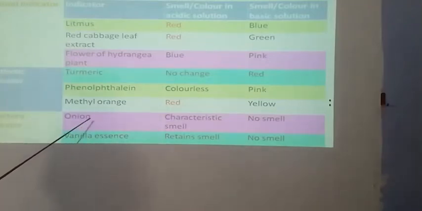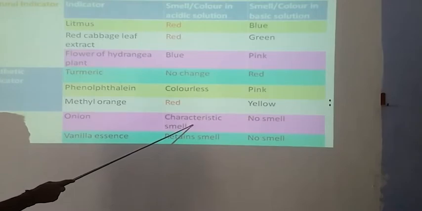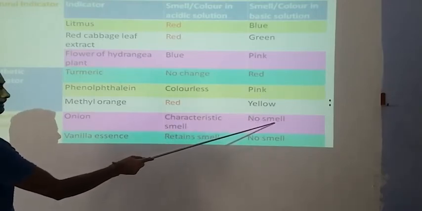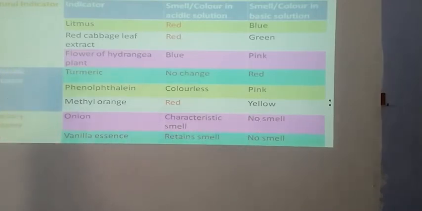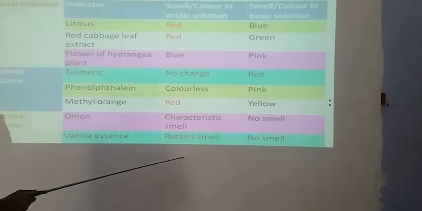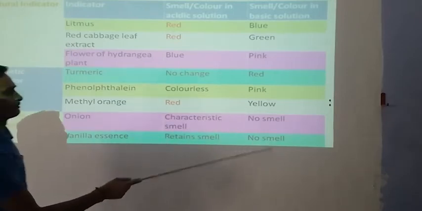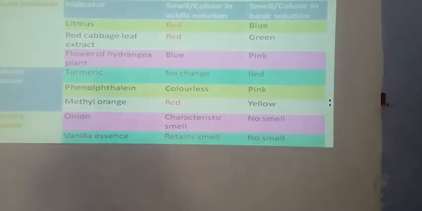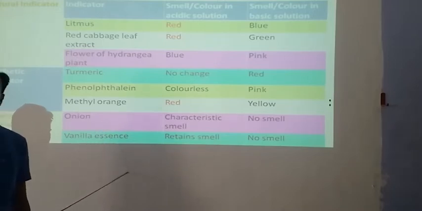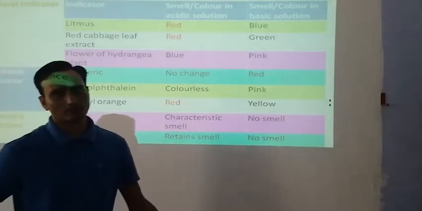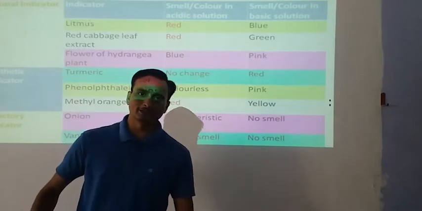First, onion. Onion retains its smell in acidic solution, but it loses its smell in basic solution. Second one is vanilla. Vanilla also retains its smell in acidic solution, but it loses its smell in basic solution. Third one is clove. Clove retains its smell in acidic solution, but loses its smell in basic solution. So we can say that onion, vanilla and clove lose their smell in basic solution, but their smell is retained in acidic solution.